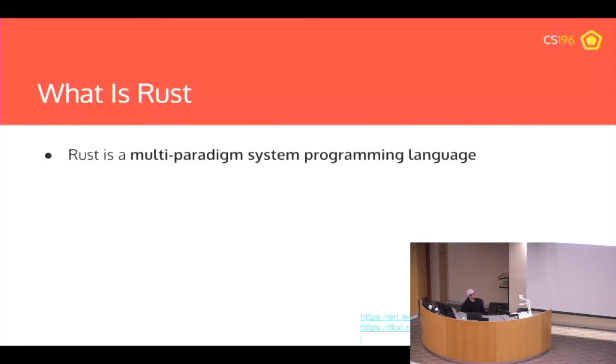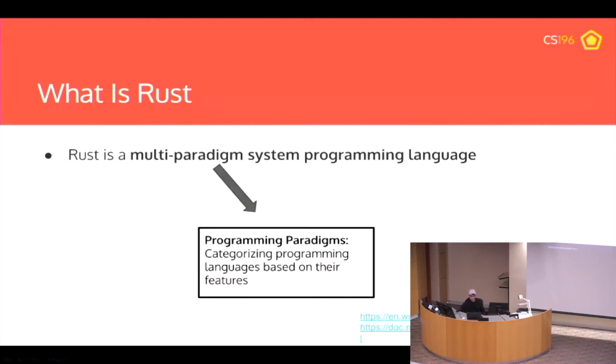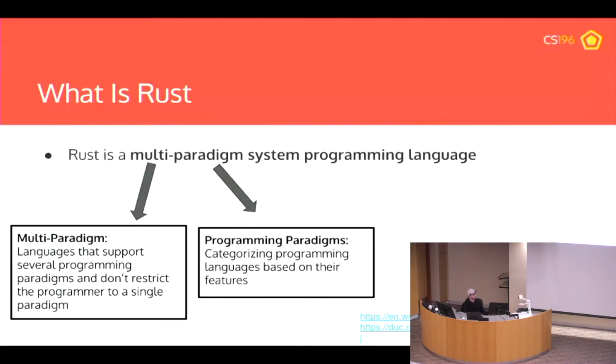Rust is a multi-paradigm systems programming language. So what do those words mean? Let's go with paradigm first, programming paradigms. A paradigm is a way of categorizing a programming language based on its features. You're probably familiar with object-oriented programming, like Java, which a lot of other languages use, but you might not have heard of declarative programming or functional programming, like Haskell. What multi-paradigm programming means is that Rust doesn't restrict you to a single kind of paradigm. You can program in several different paradigms, and Rust will allow you to do that.